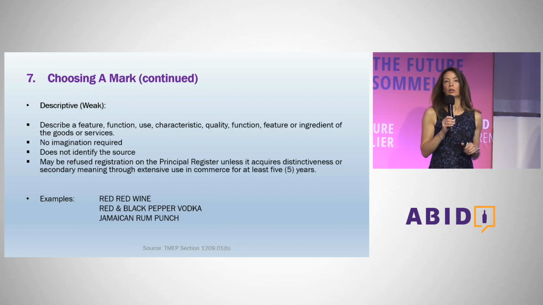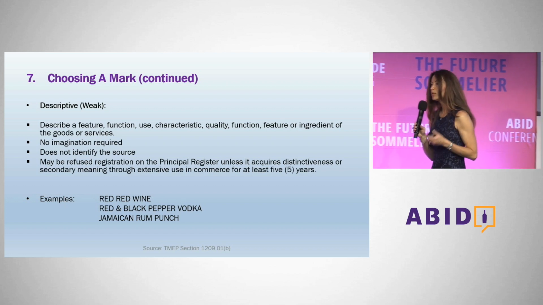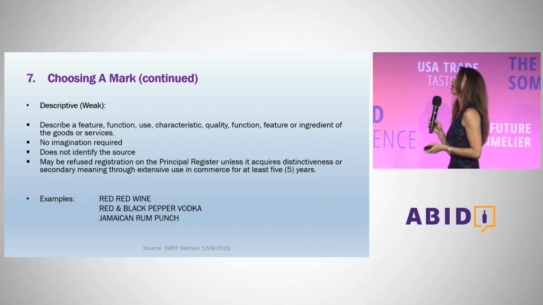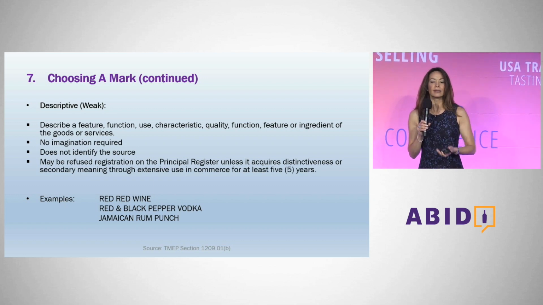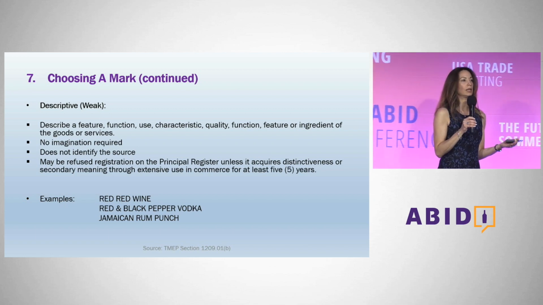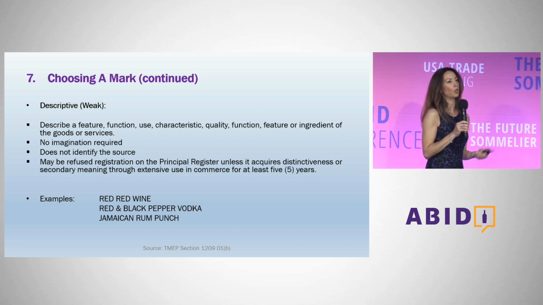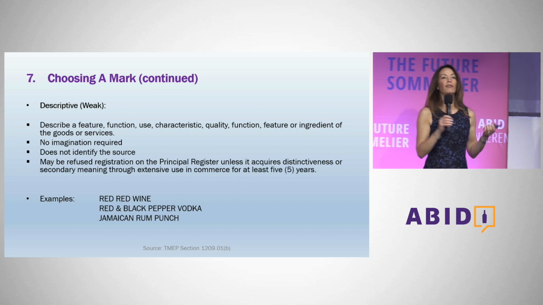So now we're getting into the weak categories, descriptive marks. Descriptive marks actually describe, it could be a feature, it can be an ingredient, it could be a function, some characteristic or quality of the actual product. So no imagination is needed. You look at it, you instantly know what that product is. So it doesn't identify a source.